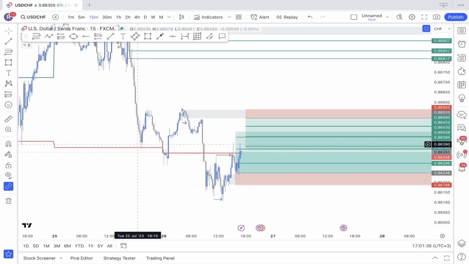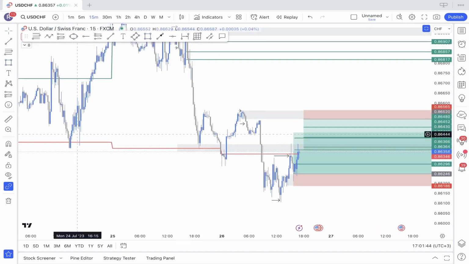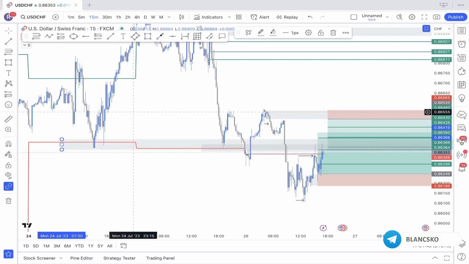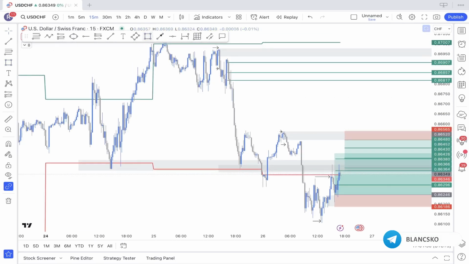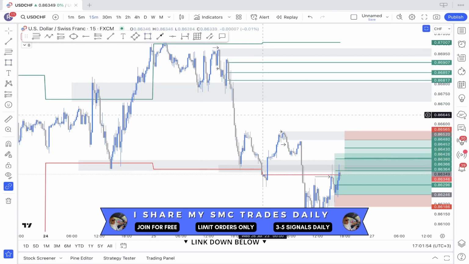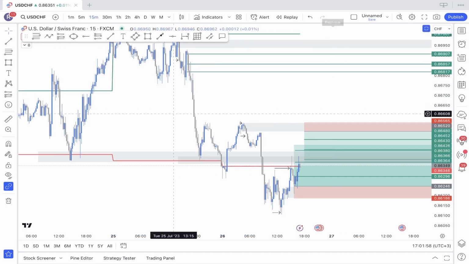So yesterday price had a reaction to yesterday's low. The day before that, it had another reaction to yesterday's low, okay. Here it had a reaction to yesterday's high area, okay. So we can see that these areas are once again zones where price could potentially bounce from.